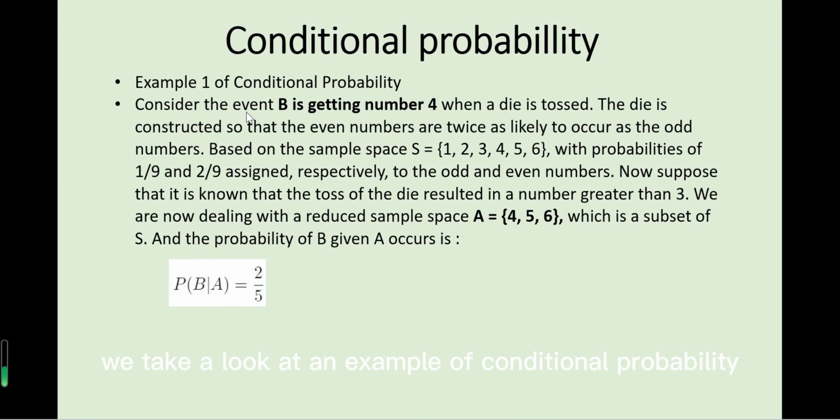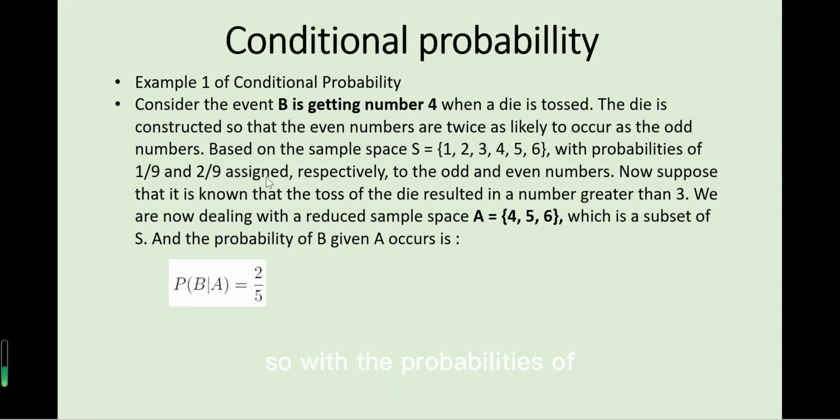Let's take a look at an example of conditional probability. For example, consider the event B is getting the number 4 when a die is tossed. Usually, if a die is balanced, each number will have the same probability to occur: 1, 2, 3, 4, 5, 6, right? But the die is constructed here so that the even numbers are twice as likely to occur as the odd numbers, based on the same sample space S = {1, 2, 3, 4, 5, 6}.